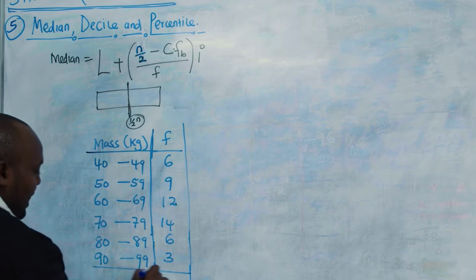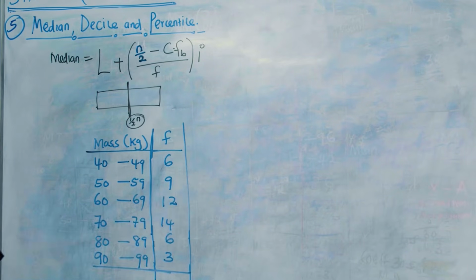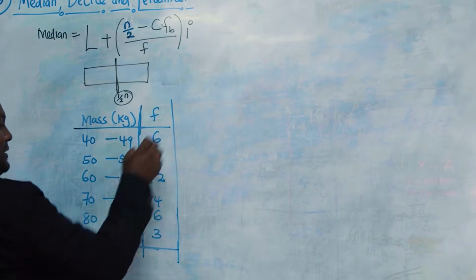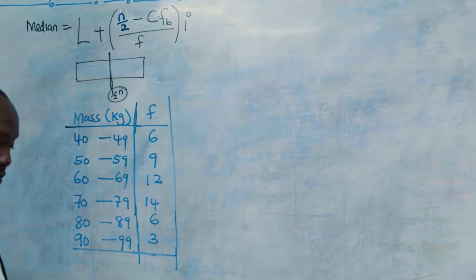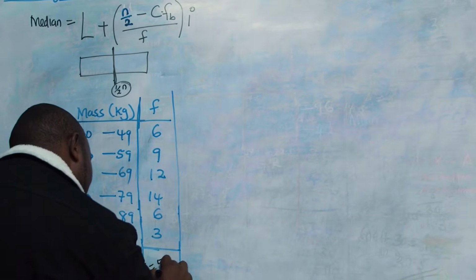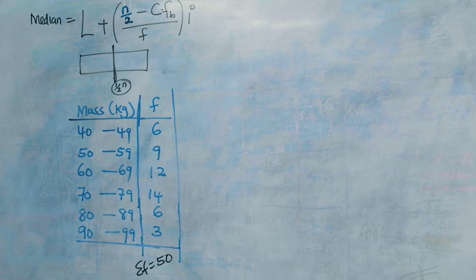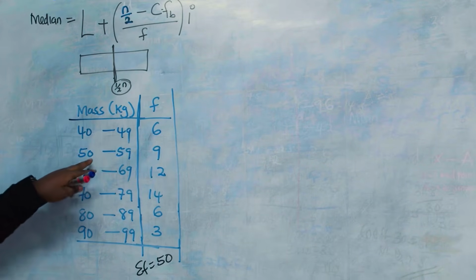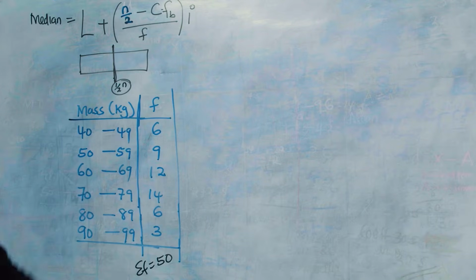So now we can look at what the total frequency is. The total frequency is the sum of these. In this case, you may realize the total number of students was 50. So those who are weighing between 40 and 49 kg were 6. Those who are weighing between 50 and 59 were like that.